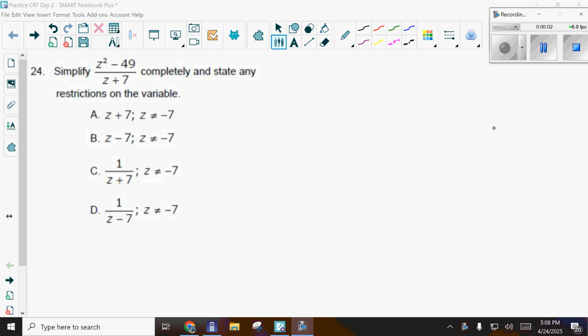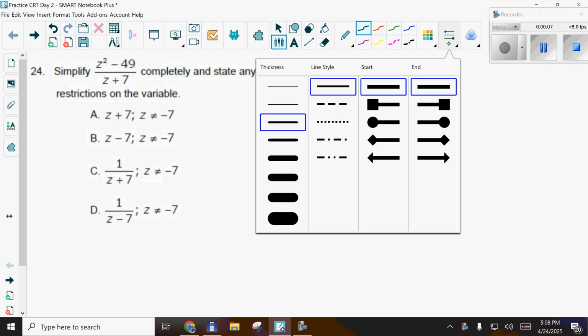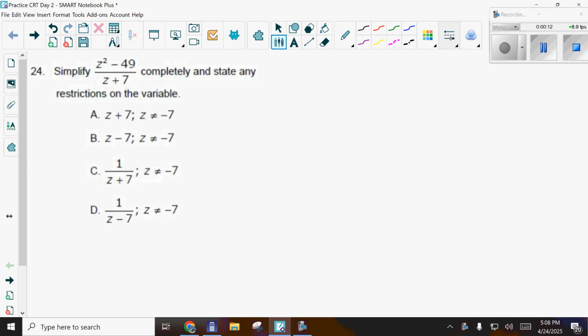Okay, this is our end of course final exam review day 2. We're starting at number 24. This one has all the fraction stuff that we did in the second semester. So simplify means to factor and cancel.